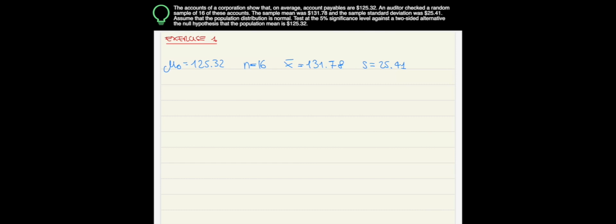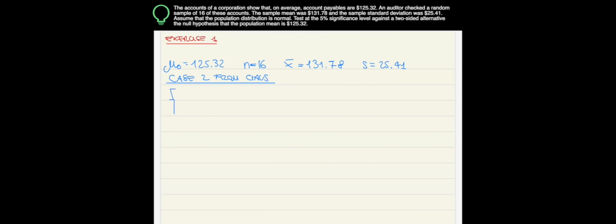Test at the 5% significance level against a two-sided alternative the null hypothesis that the population mean is 125.32, so the mu0. So we have a normally distributed population, for which we are dealing with the sample mean, and the variance is not known, right? So this is case 2 from Chow's. Great.